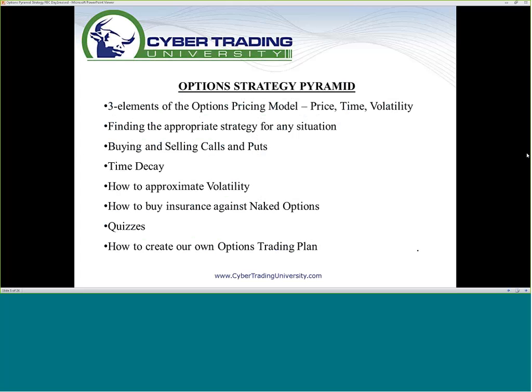Now, what we're going to talk about today is called the option strategy pyramid. We call it the pyramid because there are 3 very important elements that we must know to trade the options market: price, time, and volatility. What we're going to do is discuss price, time, and volatility as it helps us find the appropriate strategy for any situation: buying and selling calls and puts, time decay, how to approximate the current state of volatility, and how to buy insurance against naked options. We have a little bit of a quiz, and we're also going to talk about creating your own options trading plan.